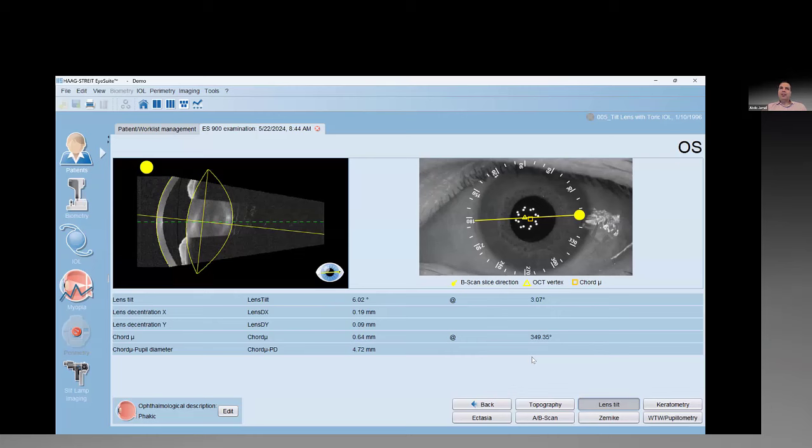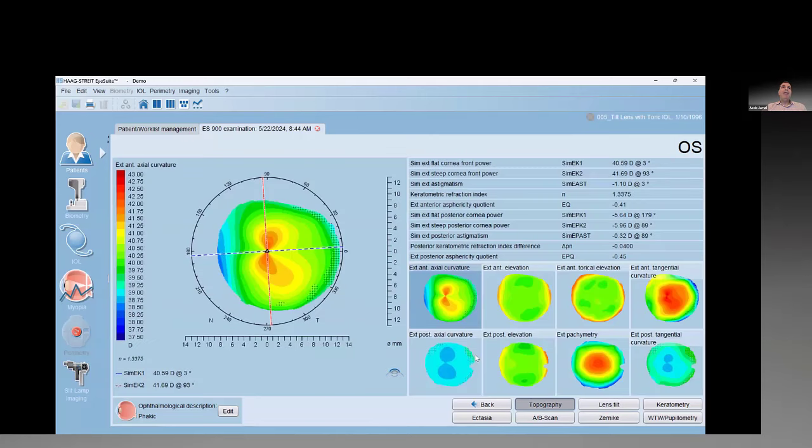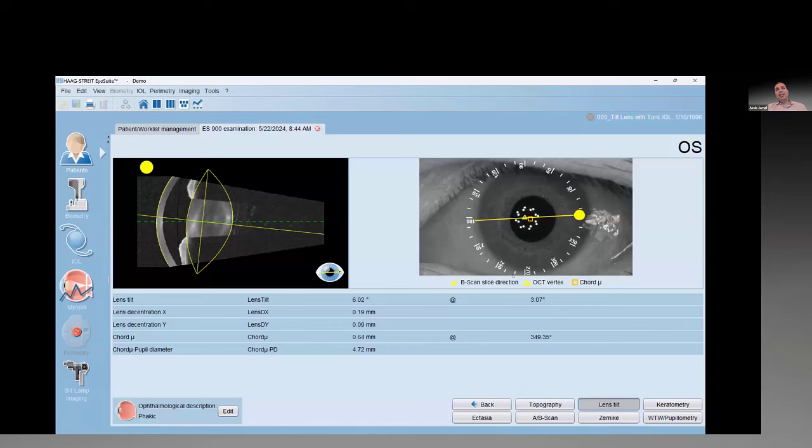I would say a conservative approach would be to go with a monofocal IOL. But some doctors would like to improve the quality of life for this patient. Can Eyestar help them take a better decision? So let's have a deeper look. If we look at the astigmatism, it is vertical. If we look at the lens tilt, the maximum tilt, which is 6 degrees, is on the horizontal meridian.